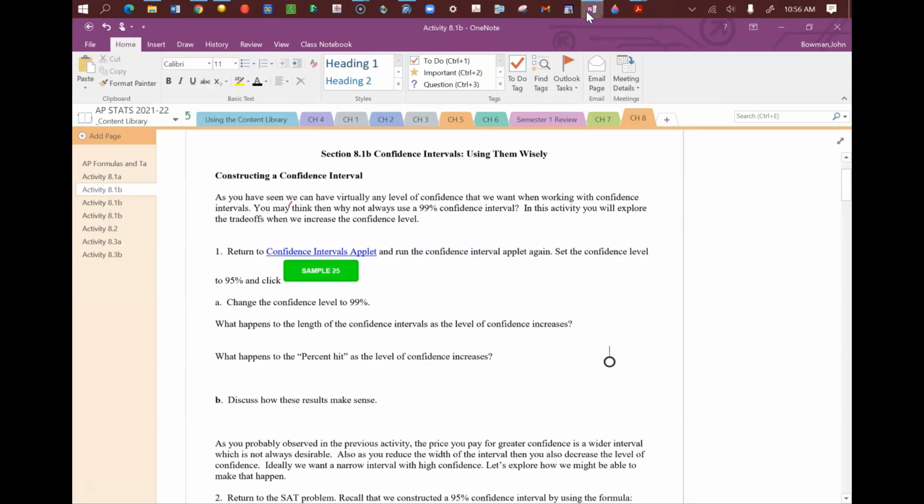So what happens to the length of the confidence intervals as the level of confidence increases? It gets longer. What happens to the percent hit as the level of confidence increases? It gets higher or greater.